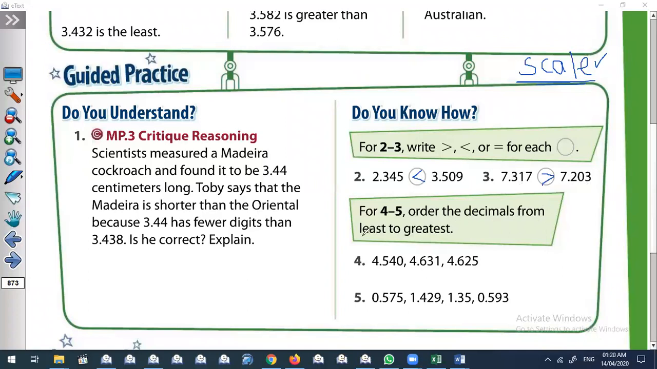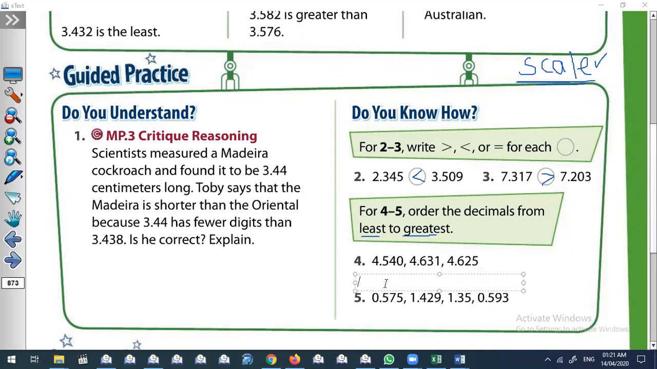Order the decimals from least to greatest. By the same way, you have to make the scale. The scale is very important. Here, 4.540, 4.631, 4.625. The scale is correct because here we have 3 digits and also 3 digits here and also 3 digits here, 1, 2, 3. Let's order from least, the smallest here, 4.540 or 4.631 or 4.625.